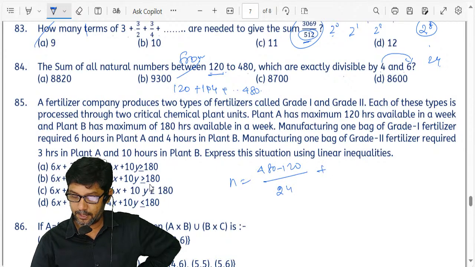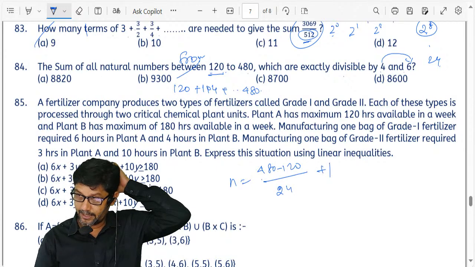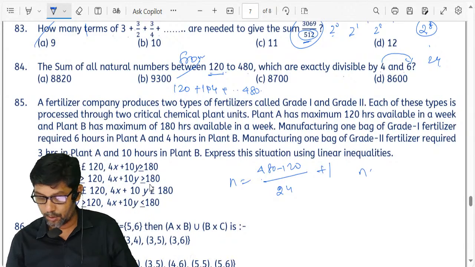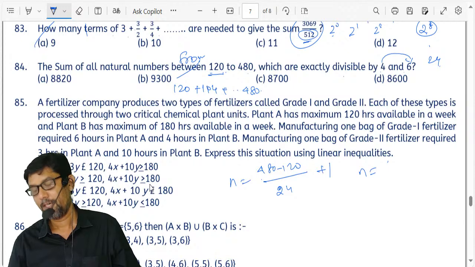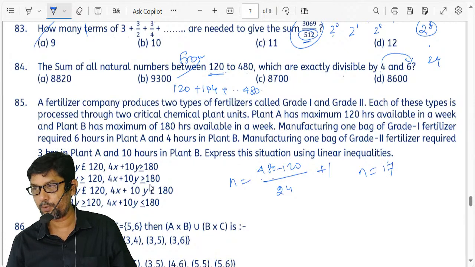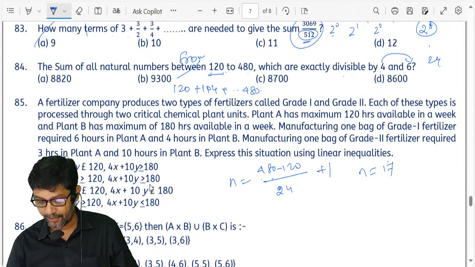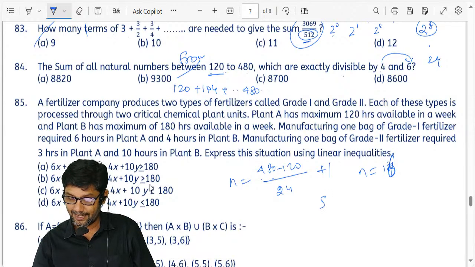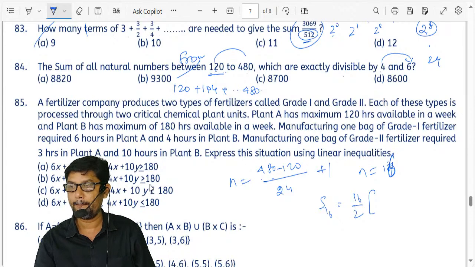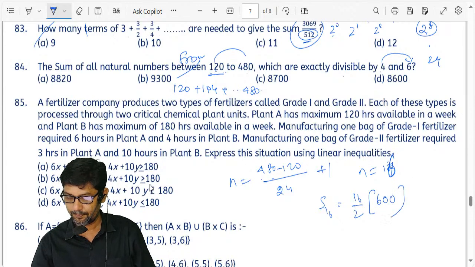24, plus 1. What exactly are we getting? 360 divided by 24, n equal to? Plus 1 also there. L minus a by d plus 1. Oh, 15 plus 1. Sorry, 15 plus 1, 16. So now S16 to be calculated. What is S16? n by 2, first term plus last term. 120 plus 480 is what? 600.